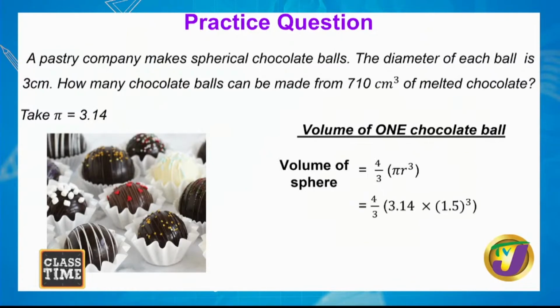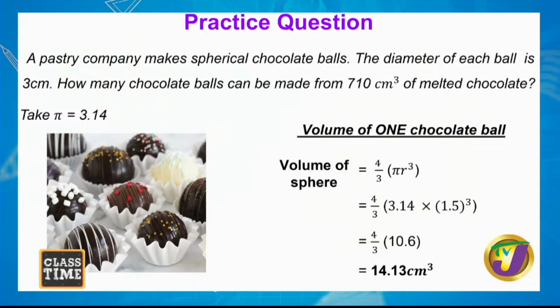So our radius is 1.5. Yes. All right. And we're just substituting our values. They already told us what to use for pi, which is 3.14. And we're multiplying that by r cubed, where r is half of the diameter, which is 1.5. Simplifying, so we're now multiplying 4/3 by 10.6. And so the volume of chocolate needed to make one chocolate ball would be 14.13 cubic centimeters.